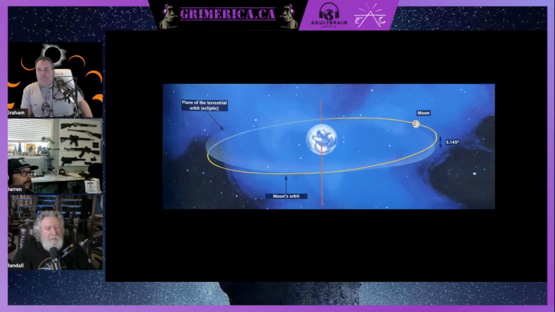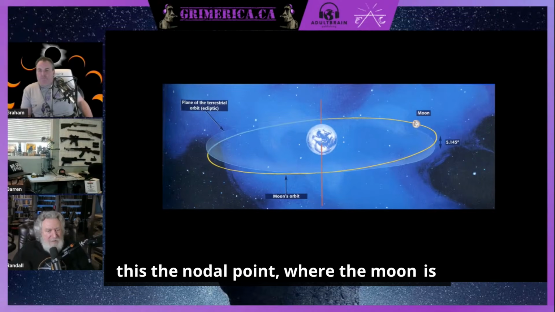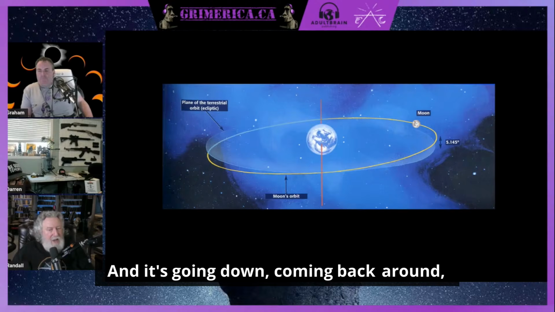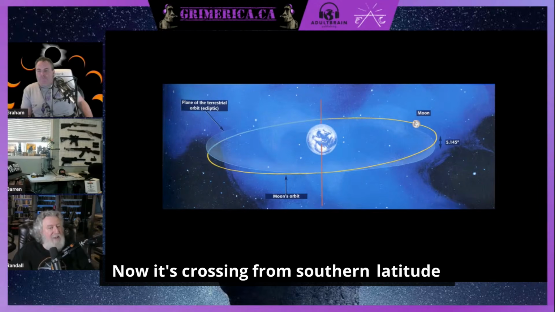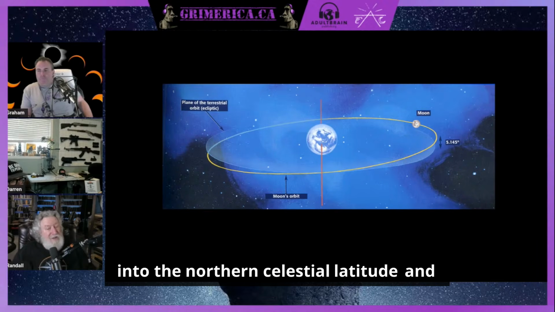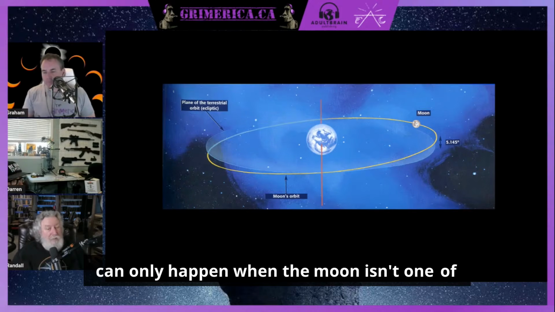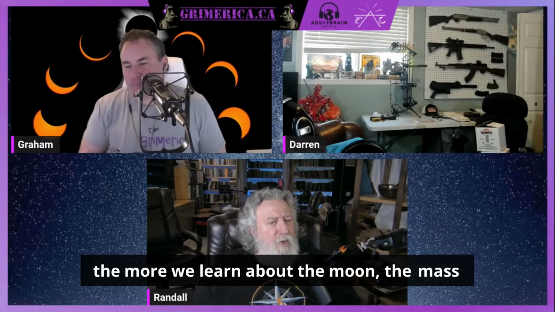There we go. So here we see the moon is above. Here's the nodal point where the moon is crossing the plane of the ecliptic. And it's going down, coming back around, and coming up here again. Now it's crossing from southern latitude into the northern celestial latitude and spends half of its time. And so an eclipse can only happen when the moon is at one of the nodes where the two planes are intersecting.